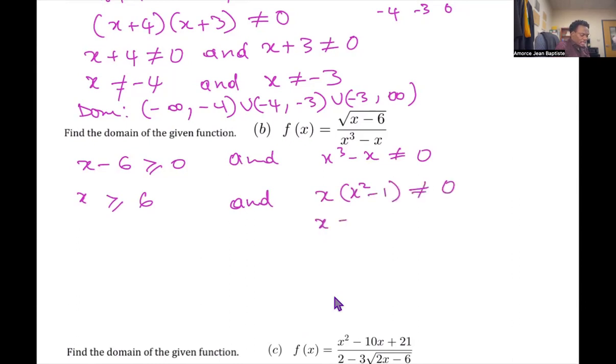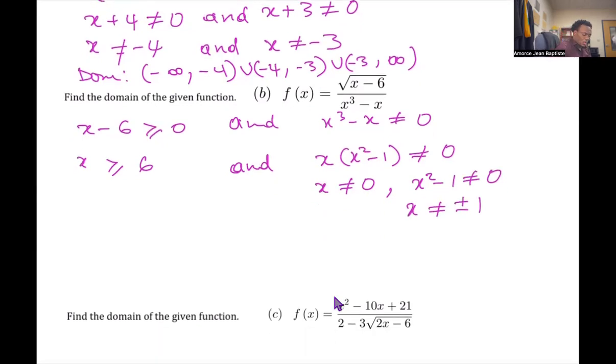Meaning that x cannot be 0. X squared minus 1 cannot be 0, so x cannot be plus or minus 1. So let's see how this looks on the number line.